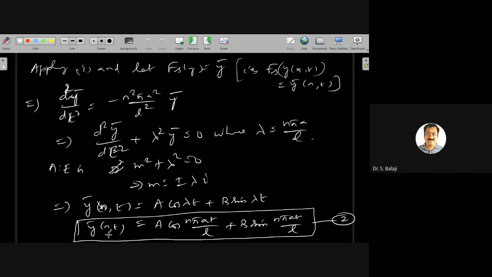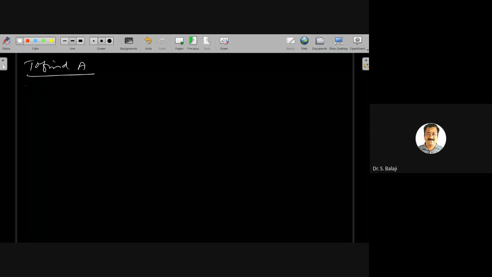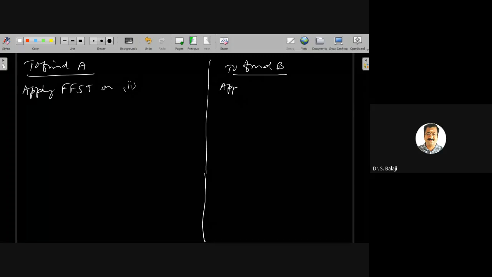Put t equal to 0, y bar of n comma 0, sine 0, 0. A you can get. To find A, apply f of st on subdivision number 2. Similarly, to find B, apply f of st on subdivision number 3.